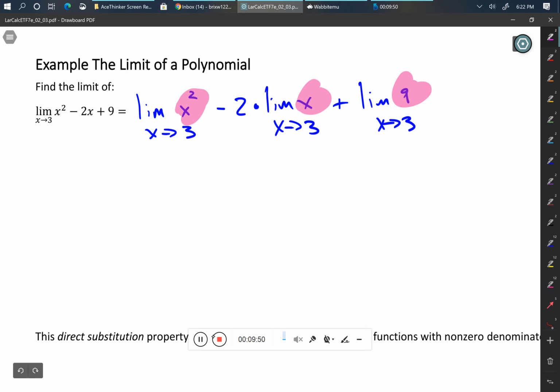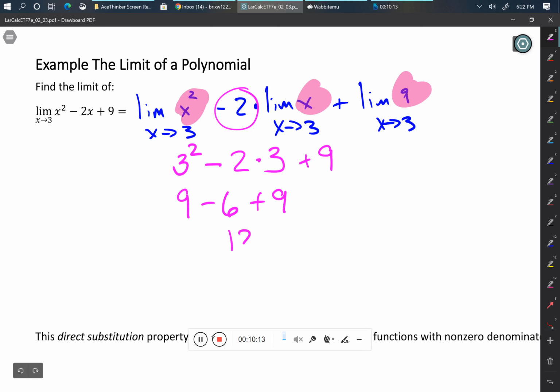And so now I can say, okay, that first one is just the x to the nth rule, so that's going to be 3 squared. The second one is just the coefficient times the limit, so that's going to be 2 times, and that's the x rule, so that's just going to be c, or 3. And the third one is just, the limit of a constant is just the constant. And so I have 9 minus 6 plus 9, and I believe that's 12, right? So then the value of this limit is 12.